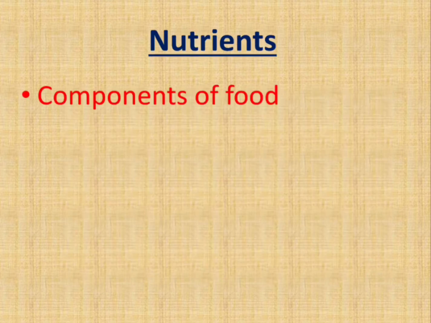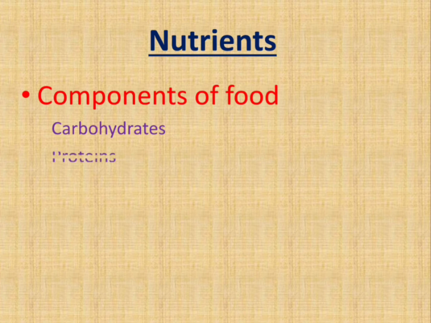The components of food are carbohydrates, proteins, fats, vitamins, and minerals. These components of food are called nutrients.